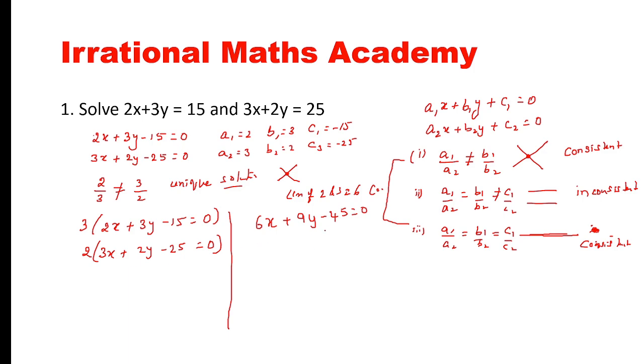Next, 2 into 3 is 6 plus 2. Okay, 2 into 2, 4. As I told, I have to multiply each and every number. Minus 2 into 25 is 50.